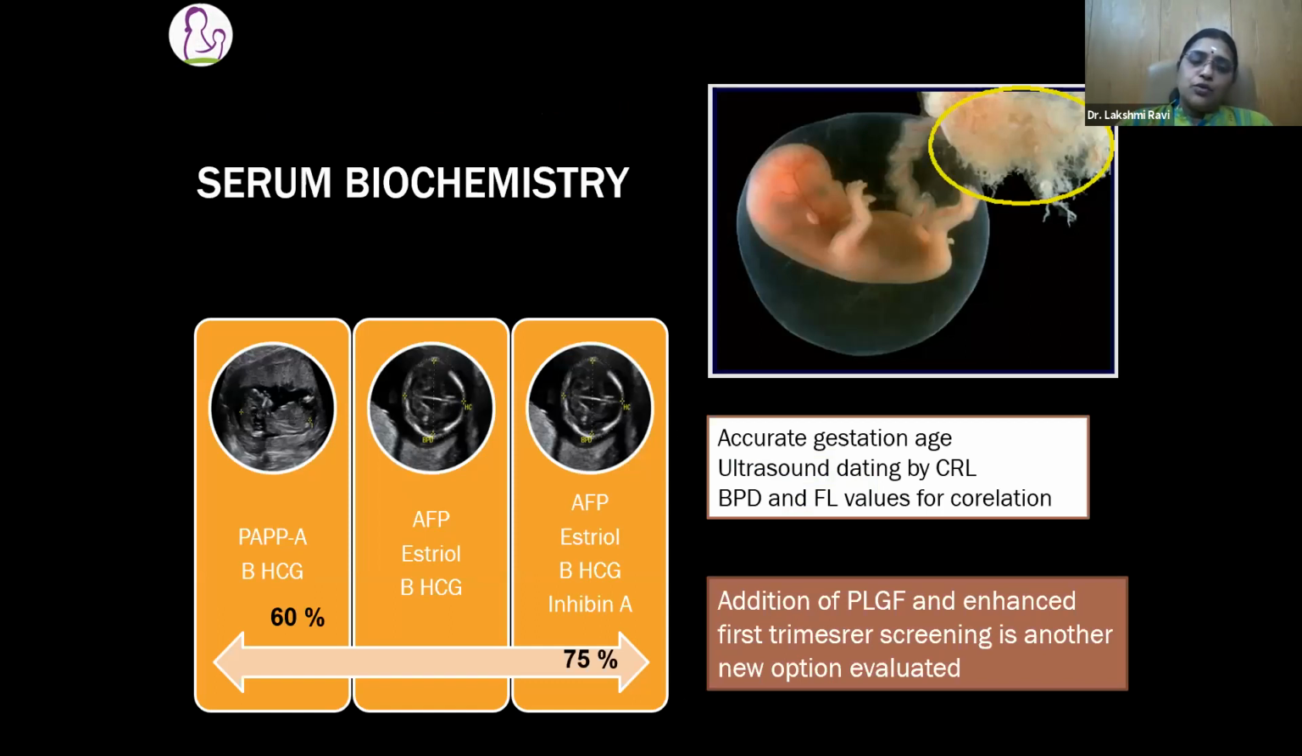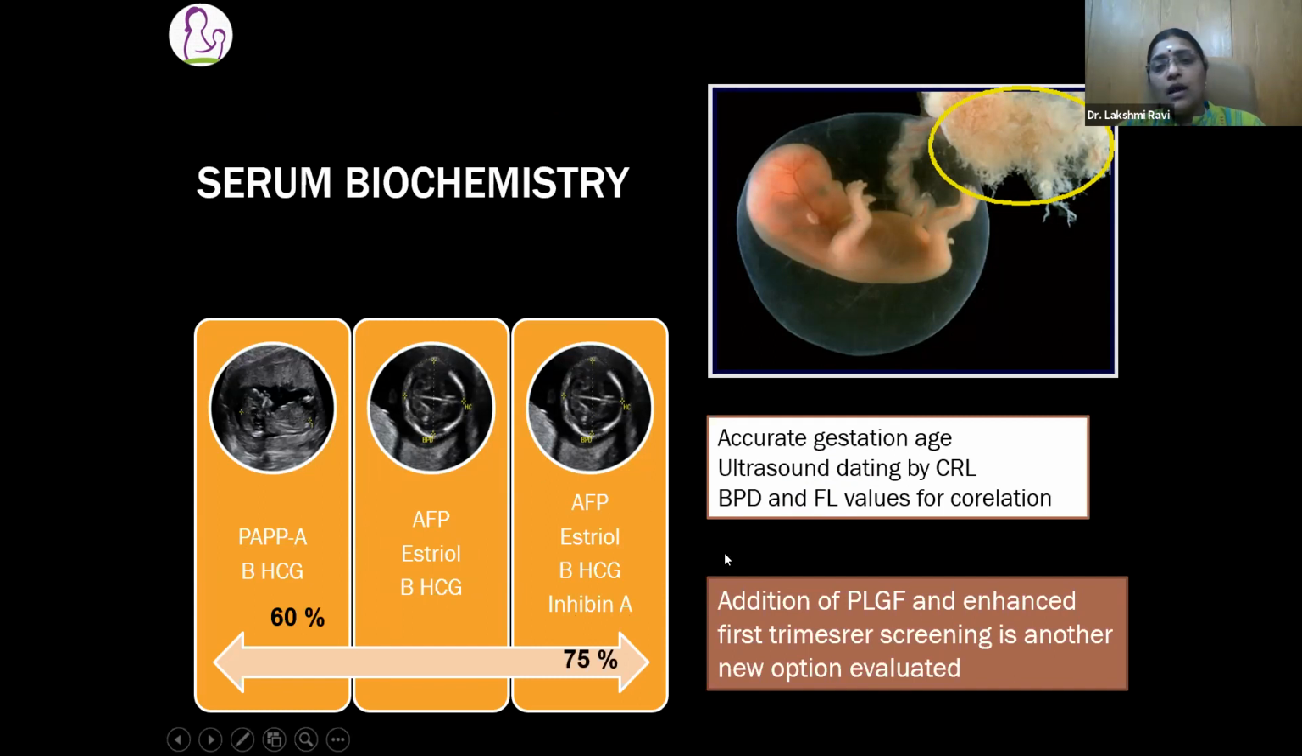Now I'm going to take you towards serum biochemistry. This is the first trimester dual marker, that is PAPP-A and beta HCG. This is what you're combining with NT. This is the triple marker, AFP, estriol, and beta HCG. This is the quadruple marker, AFP, estriol, beta HCG, and inhibin A.